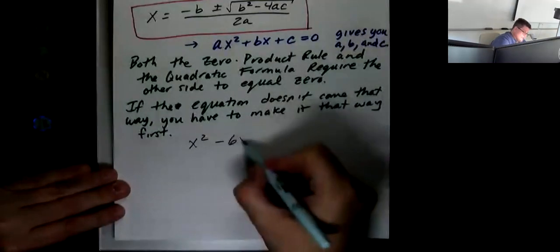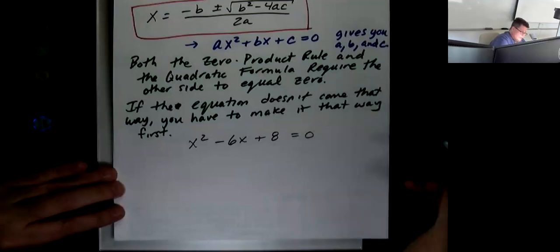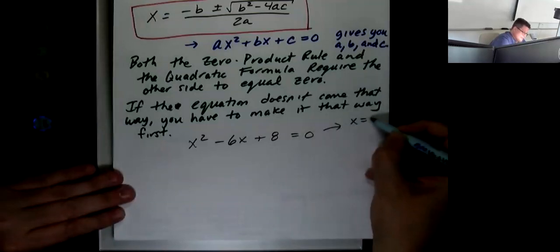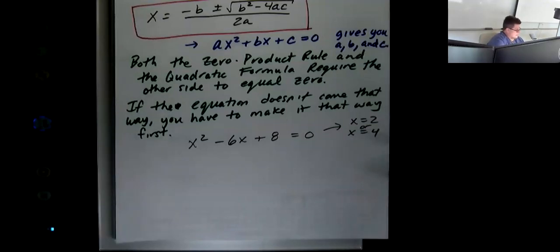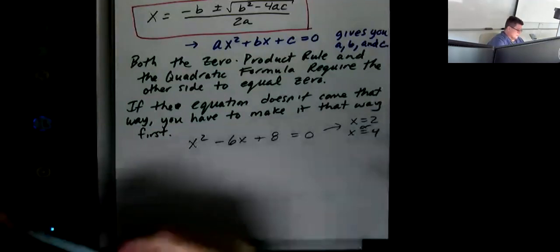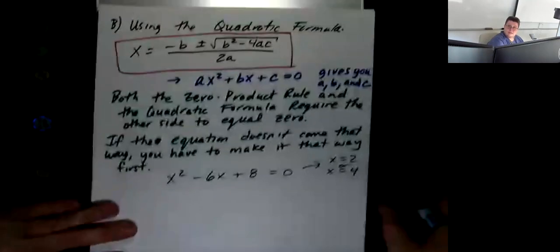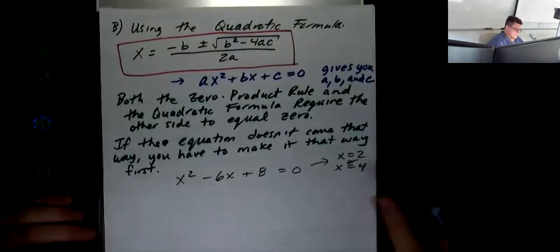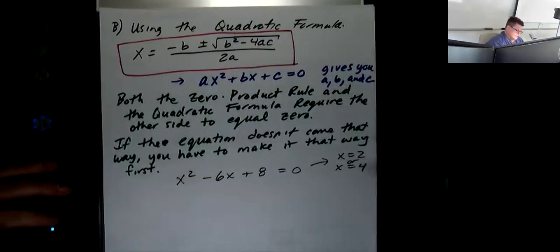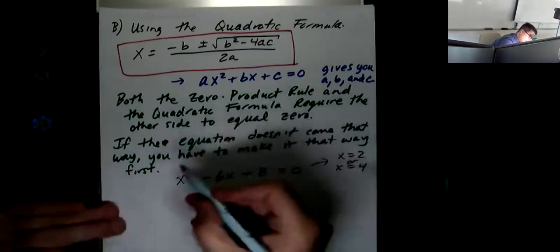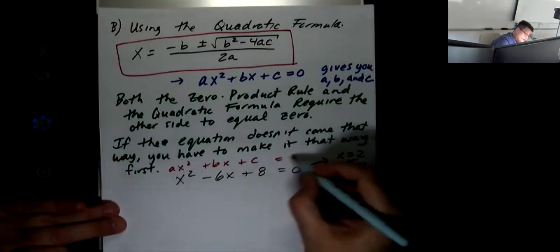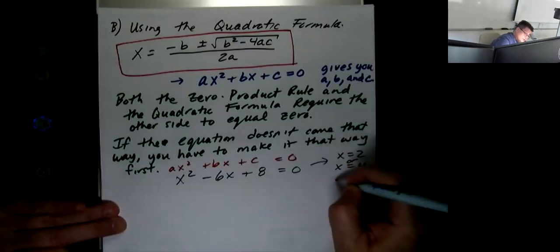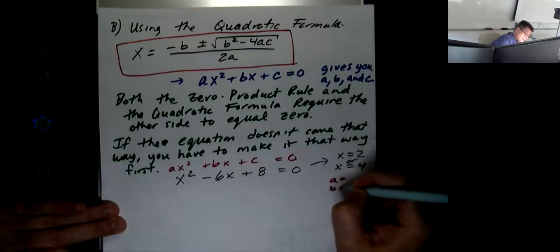So let's go back and let's look at this one again. We already showed using the zero product rule, we know the answer is x equals 2 or x equals 4. So I'm going to line this up with ax squared plus bx plus c equals 0. Which tells me for this equation, a equals what?